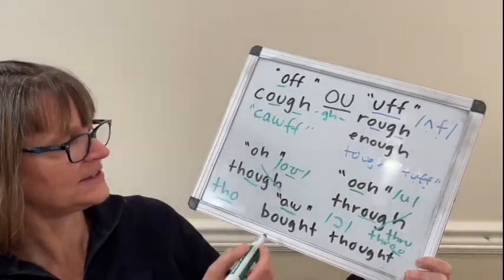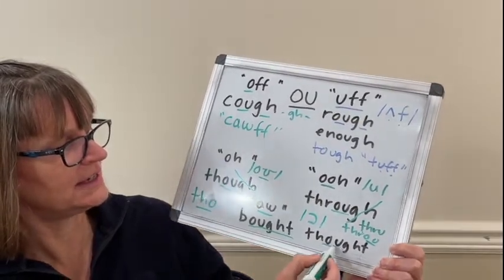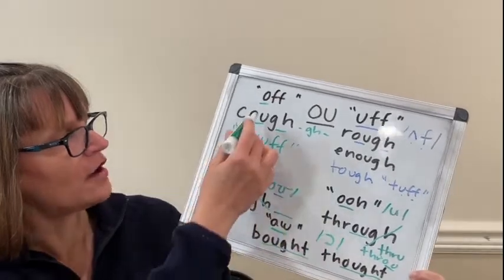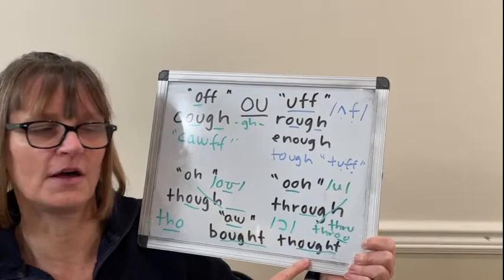And then lastly, I also included a few words where we have OUGHT. And these also have the aw vowel like cough. So we have bought and thought.